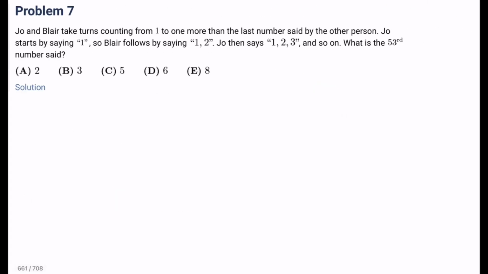Number 7. Joe and Blair take turns counting from 1 to 1 more than the last number said by the other person. Joe starts by saying 1, so Blair follows by saying 1, 2, and then 1, 2, 3, and so on. What is the 53rd number said?